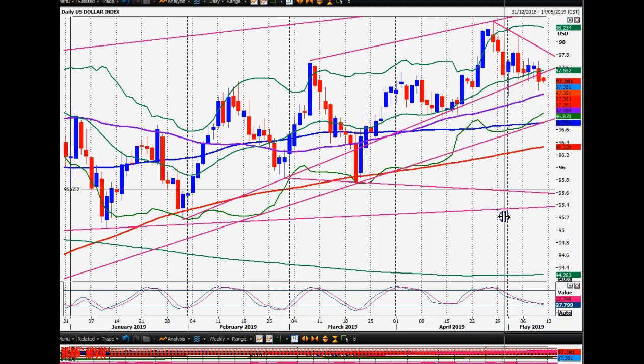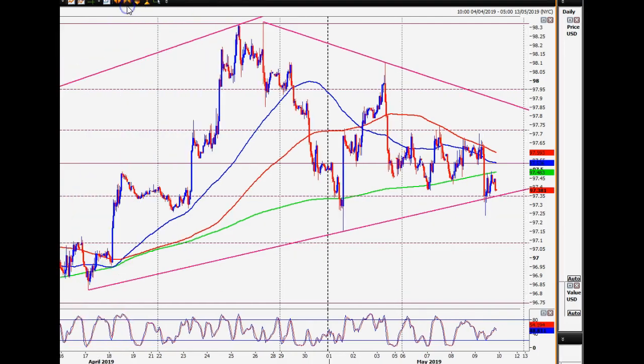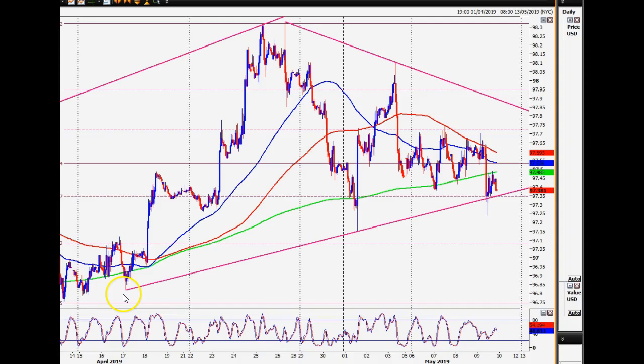The short-term chart, the hourly chart, has got a very small trend line, going back nearly a month old, 3 or 4 weeks anyway. So below 97.35 will look more negative. We did spike below there and then we've recovered, but certainly below 97.35 today should look more negative.